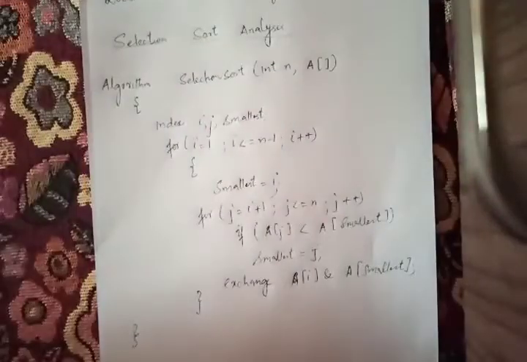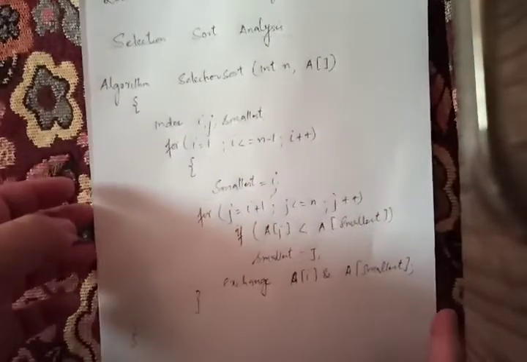So this is the algorithm, as you can see, for selection sort, where we can take any unsorted list and we would like to sort the list. This is an algorithm for selection sort. Now we will see how we can solve this.